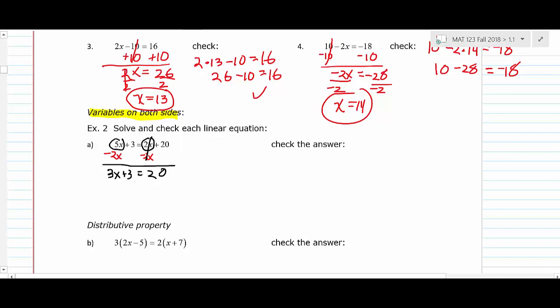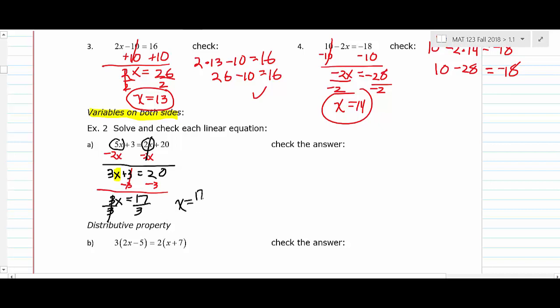You got the x on the left side. Okay, what's the next step? Yeah, get rid of the 3. We want that x to stay where it is. So what you do now is you subtract 3, subtract 3. Okay, I'm going to bring this down. That's going to give 3x equals 17. Okay, then I'm going to divide both sides by 3. And then you're going to get a fraction answer.